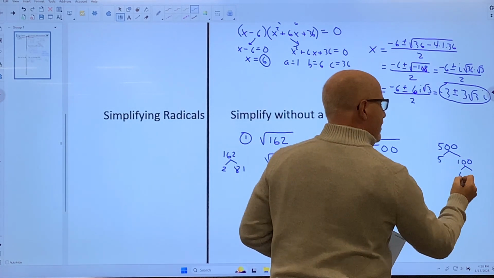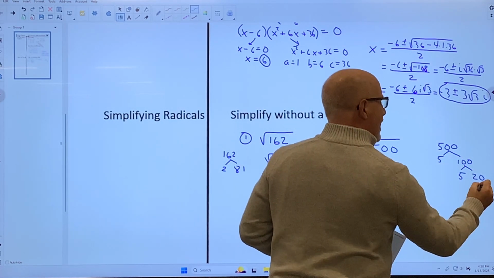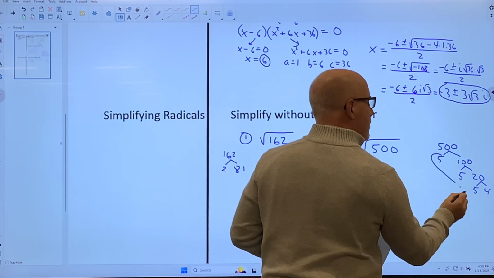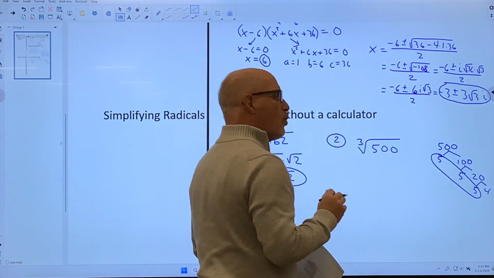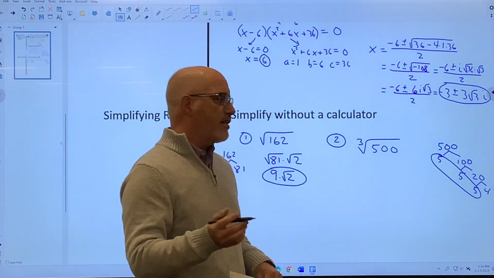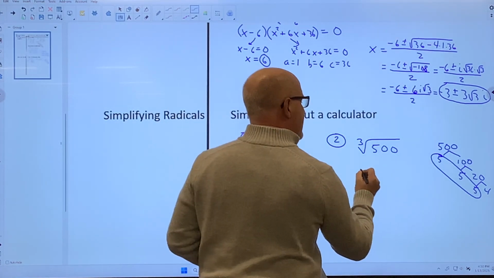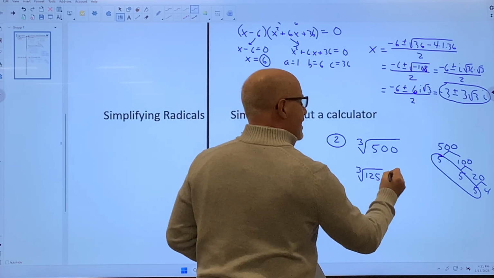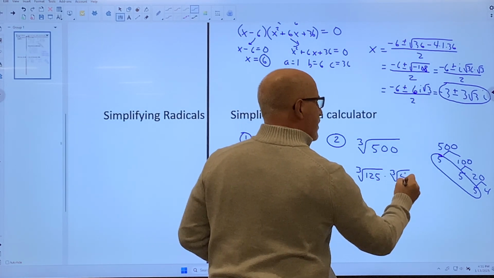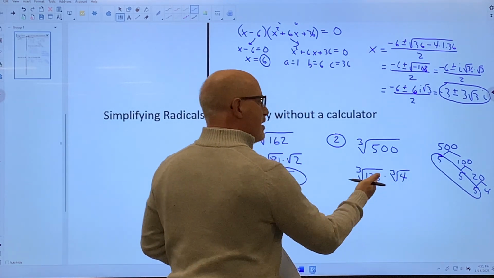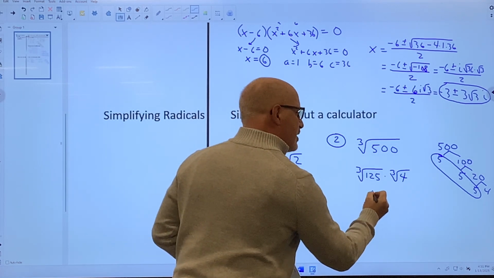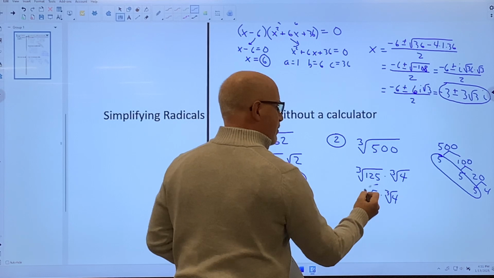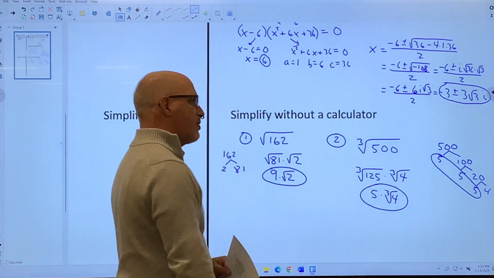So we separate that into 5 times 20. And then 20 is 5 times 4. Well, notice I've got 3 5s here. So 125 goes into 500. So I can make this the cube root of 125 times the cube root of 4. So separate the 2 of them. The cube root of 125 is just equal to 5, times the cube root of 4, which we can't simplify. So that's our answer to that.